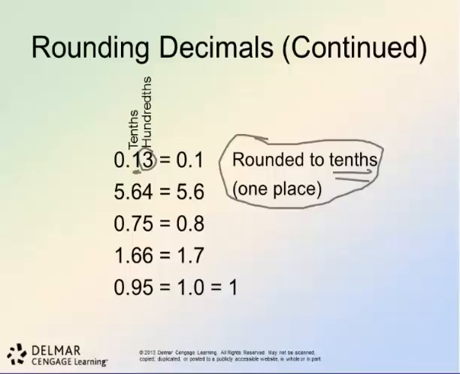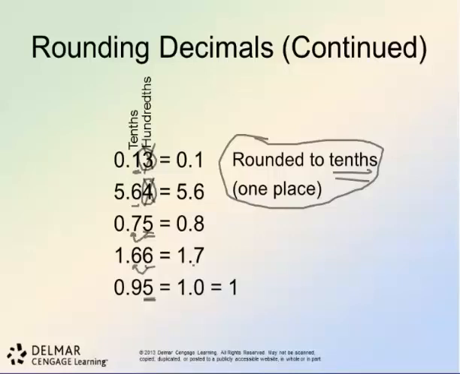So since the hundredths digit here is a 3, that's between a 0 and a 4, so we leave the 1 as the tenths digit. Here, the hundredths digit is a 4, which is between 0 and 4, so we're going to leave the 6 as the tenths digit. This hundredths digit is a 5, that's between 5 and 9 inclusively, so we're going to round the 7 up to an 8. This is a 6, so we're going to round the tenths digit up to a 7.